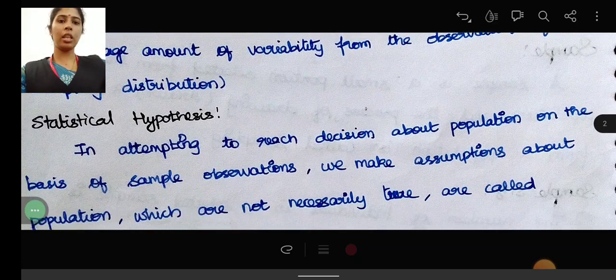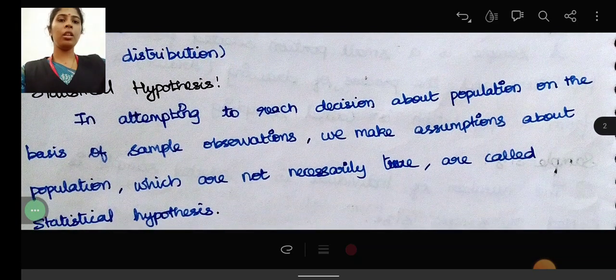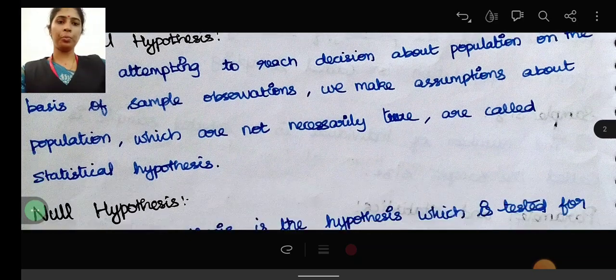The next is statistical hypothesis. In attempting to reach a decision about a population on the basis of sample observations, we make assumptions about the population which are not necessarily true, called statistical hypothesis. So before making an assumption, we take the null hypothesis and alternate hypothesis. These both are assumptions, so they may or may not be true.